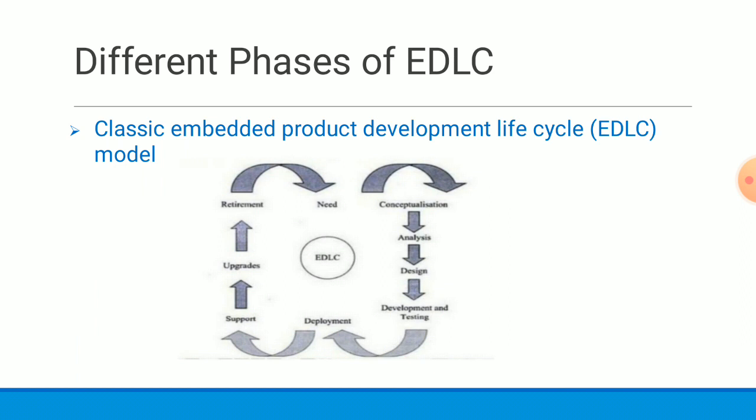This figure shows the classic embedded product development life cycle model, that is, the EDLC model. Here you can see in the figure it contains different phases: need, conceptualization, analysis, design, development and testing, deployment, support, upgrades and finally retirement. So need phase, conceptualization phase, analysis, design, development and testing, deployment, support phase, upgrade phase and finally retirement phase. These are the phases of a classic embedded product development life cycle.